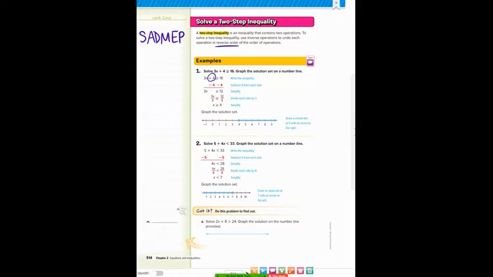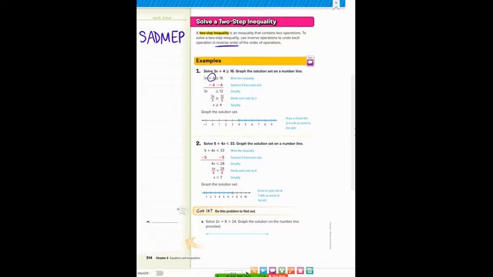16 minus 4 equals 12. Bring down your 3x on the left side. Once again, since this is an inequality, we do not need an equal sign in the middle. We're just going to bring down the greater than or equal to symbol. The next letter in SADMEP is D, division. We do not have division.